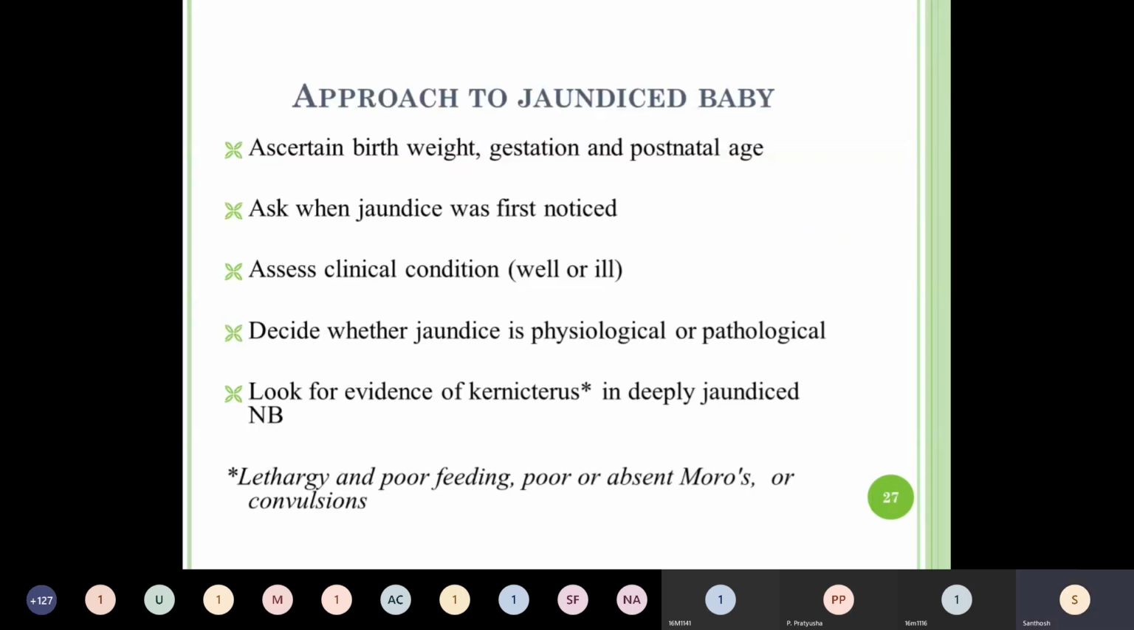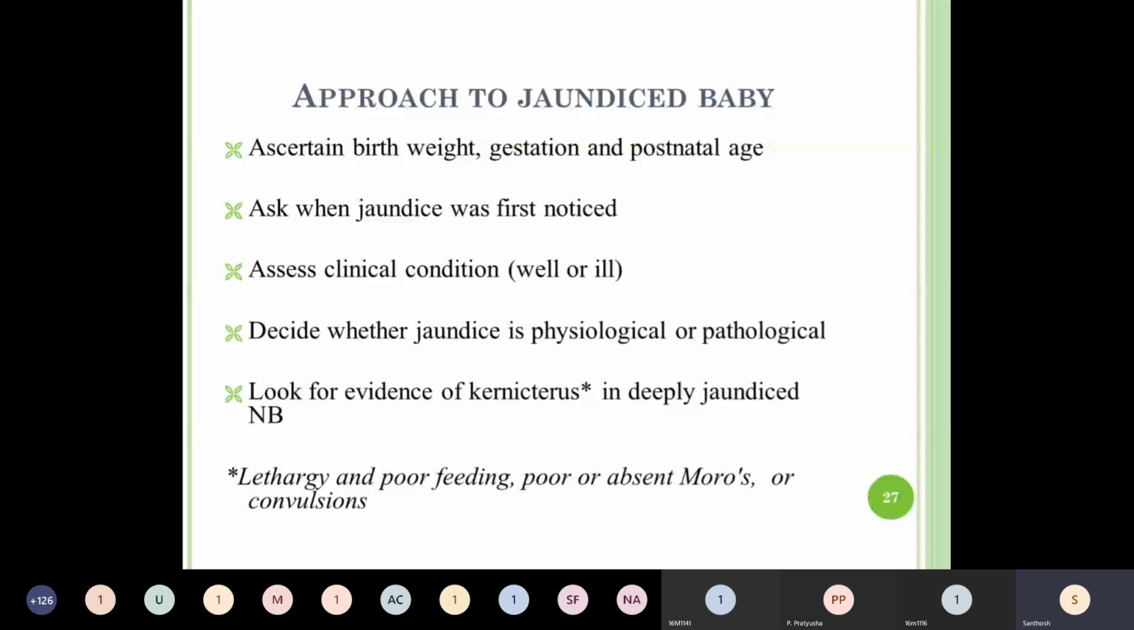Now, approach: you have to assess the birth weight of the baby, gestation, and postnatal age, which is very important. It doesn't make sense to say the baby is jaundiced alone. You need to know the gestational age of the baby, term or preterm, the birth weight, and the postnatal age. Ask when the jaundice was first noticed, and the clinical condition, whether the baby is a well baby or an ill baby. Ill baby means there can be underlying sepsis, so work up for sepsis also. Decide whether the jaundice is physiological or pathological. Look for evidence of kernicterus, that is acute bilirubin encephalopathy in a deeply jaundiced newborn baby.